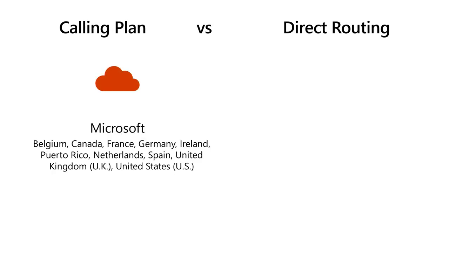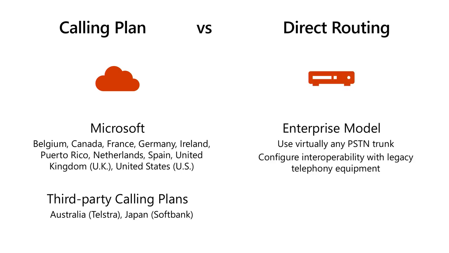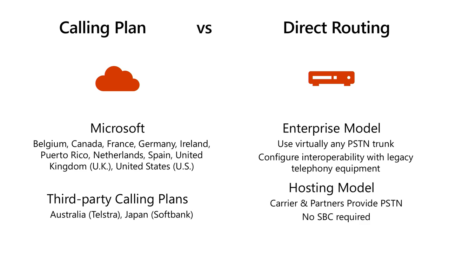So calling plan, like I said, is only available in about 10 countries. It's also available by third parties in Telstra and SoftBank, so Australia and Japan. So you can do that as well. But direct routing, SBC, use any PSTN trunk as you like. And you can also do the interoperability with the telephone equipment, so legacy stuff as we discussed.